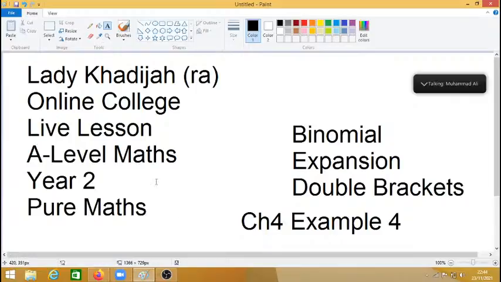Live lesson, A-level maths, year 2, pure maths. Today we are looking at binomial expansion when you have double brackets. So you have the one expansion, that's going to be your first bracket, but you've also got another bracket next to that, and you're going to have to work with that. If you're working through the book with us, then it's chapter 4, example 4. That's the Edexcel Pearson Year 2 UK A-level book.